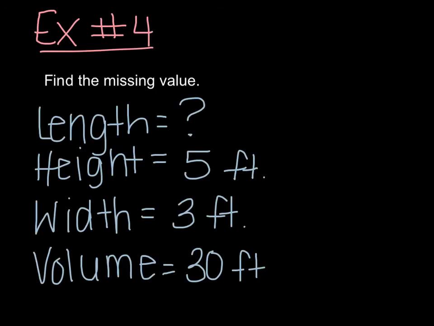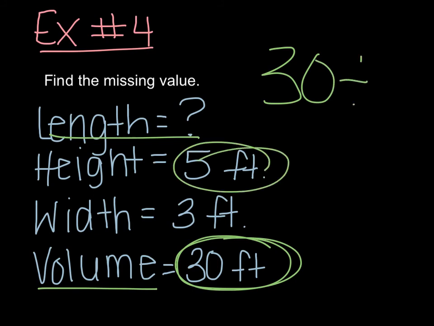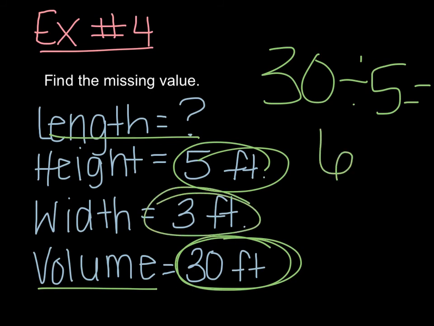And again, in example 4, we're working backwards. So we have the answer. The volume is 30. We're trying to find one of the missing pieces. So when we work backwards, we divide. So we take 30 divided by one of the numbers. So we'll start with 5. 30 divided by 5 is 6. And then we just divide it by the other number, which is 3. So 6 divided by 3 is 2. So our height is 2 feet.